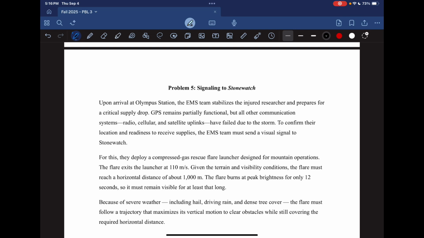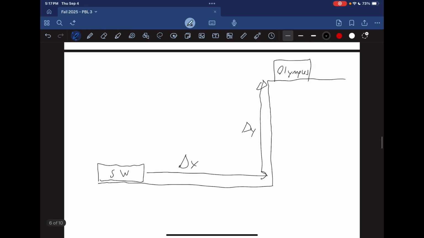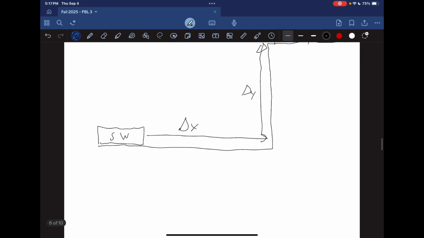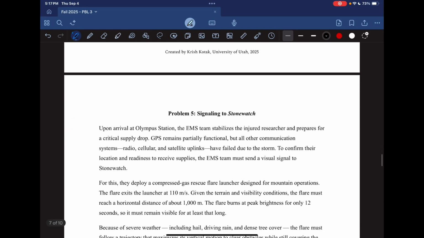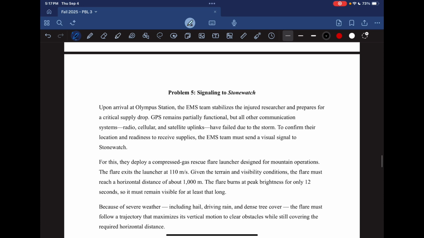Okay, for this next problem we've got that the EMS team has reached Olympus station and they now must signal Stonewatch, which was the base down below. We're still dealing with this same problem here. So, a couple important things. We have that they're going to use a flare to signal them.